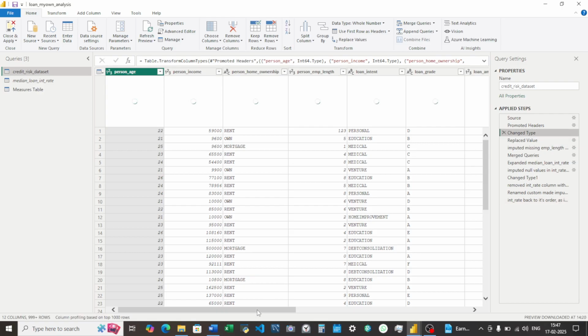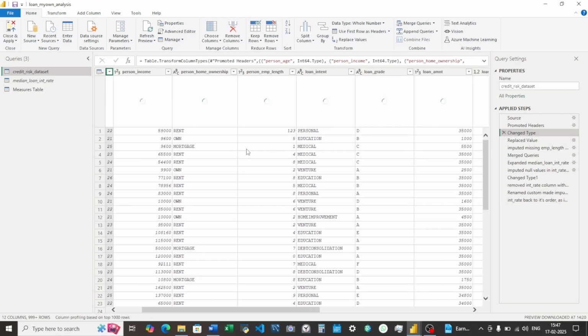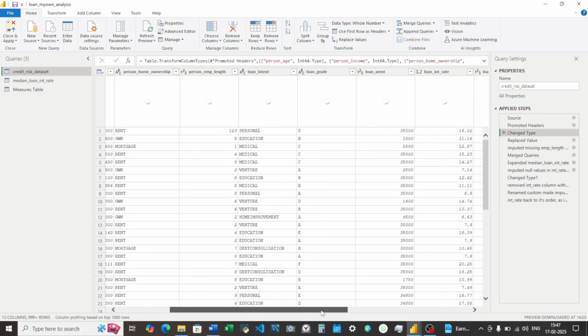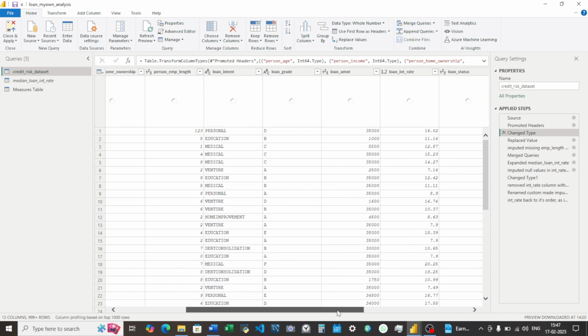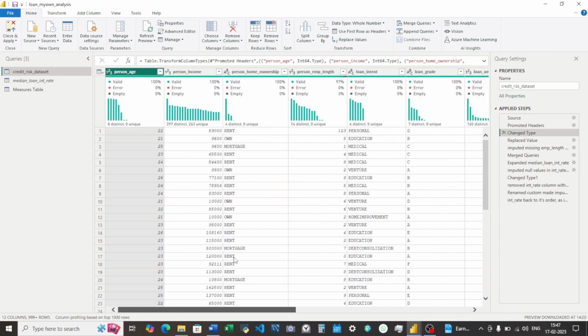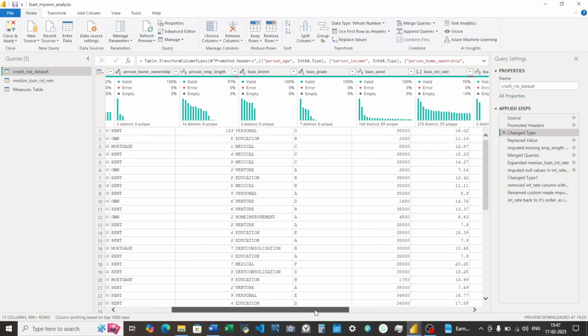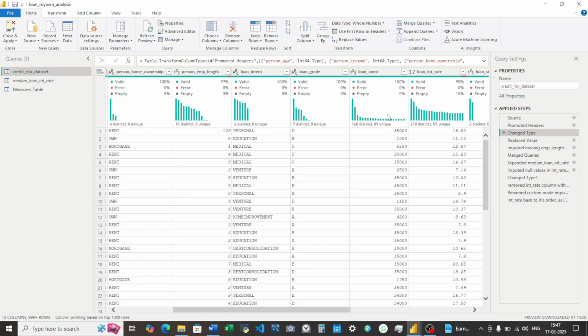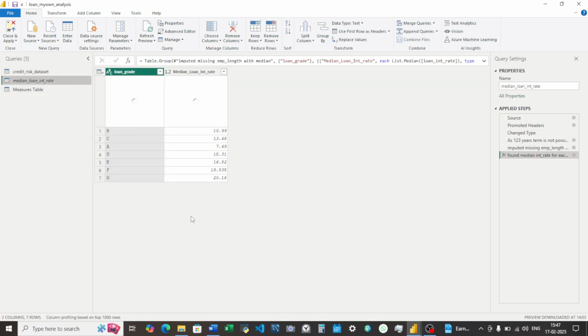Here you could see that there are nearly 3% null values for person employment length and nearly 10% empty values for loan interest rate. And I have found out that the loan grade to which the loan belonged mattered a lot in case of the loan interest rate.